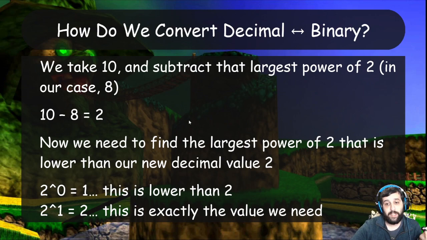So now we have to figure out the next largest power that fits into there. 2 to the power of 0 is 1. That's less than 2. 2 to the power of 1 is equal to 2. That's exactly what we need to finish this off. So now we have 2 to the power of 3 and 2 to the power of 1.